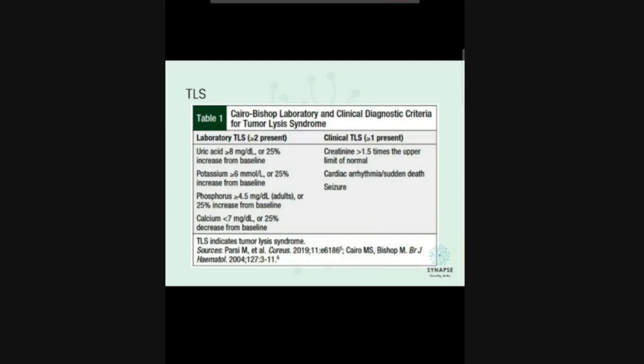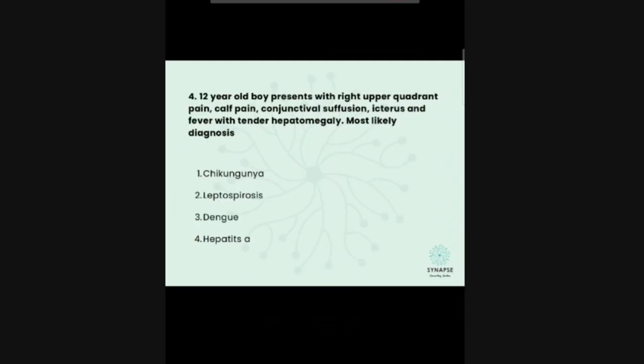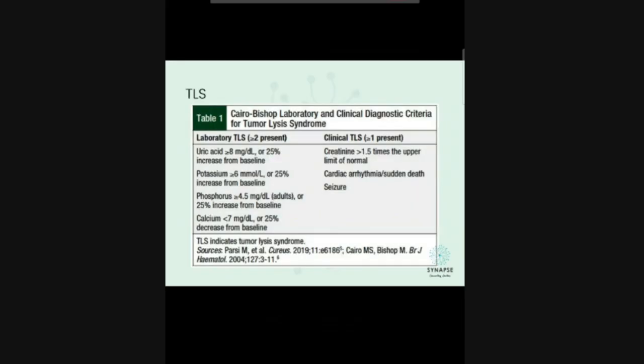This is the main criteria for tumor lysis syndrome, the Cairo-Bishop's criteria. You see here we have laboratory criteria as well as clinical criteria. For clinical, more than 1 we will take as significant. For laboratory, we will take it as significant.